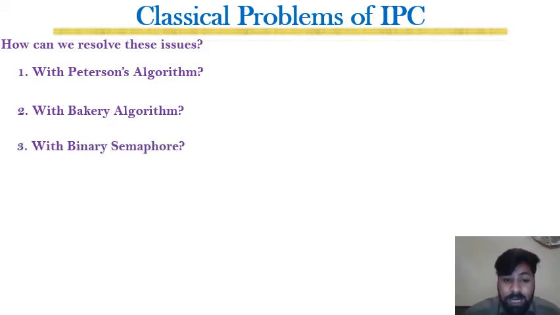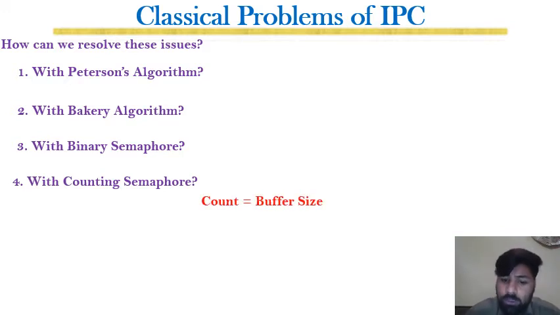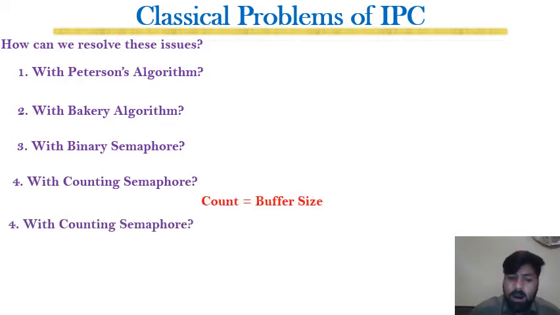And similarly with a binary semaphore, we can do that, because a binary semaphore ensures mutual exclusion, and here the critical section is counter plus plus and counter minus minus. That is the critical section. So if we sandwich that particular section with wait and signal on a mutex semaphore, then we will be able to solve this issue. And with a counting semaphore, we can initialize count equal to buffer size, or another way is to initialize count equal to 0.